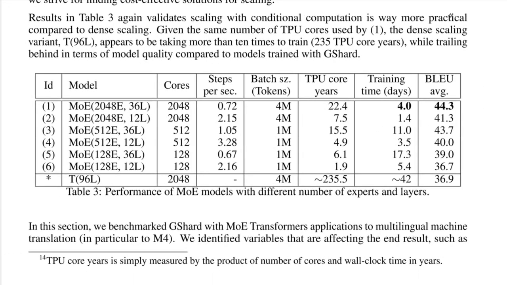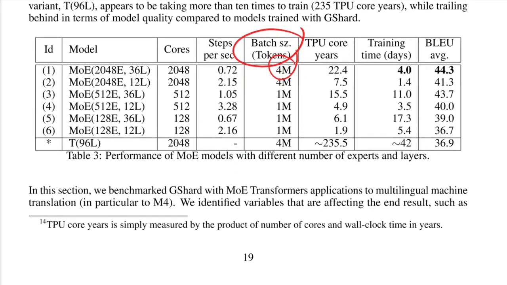Here you can see the batch size in tokens is quite a bit. So yeah, if you have a context window of 1,000, that means the batch size here was about 4,000. So as expected.